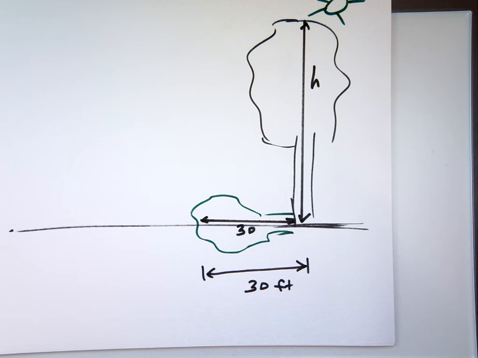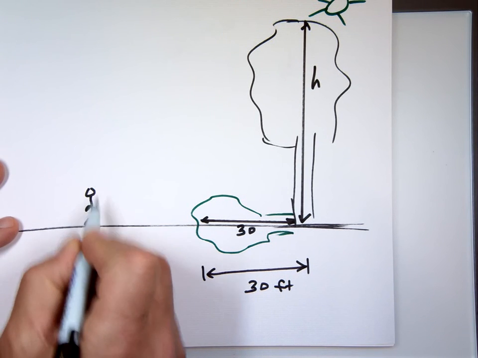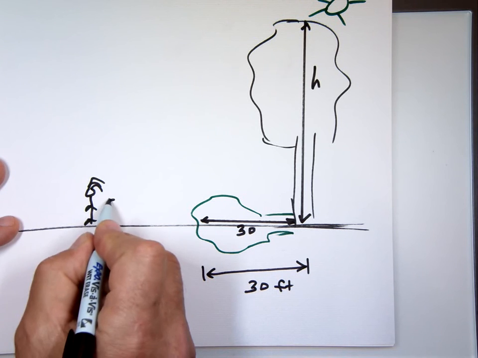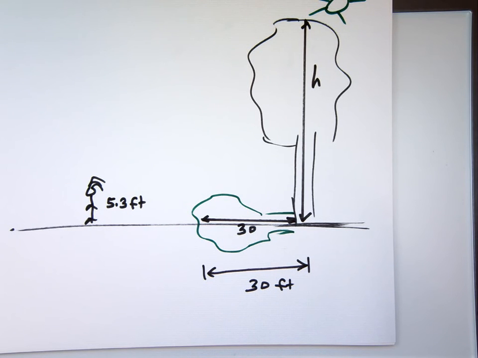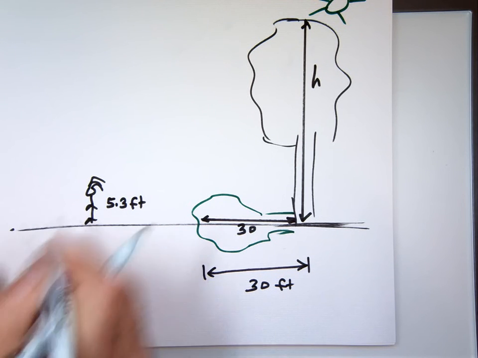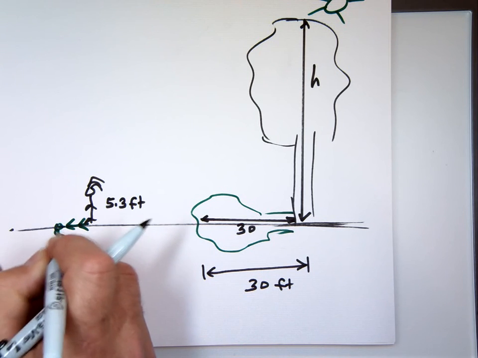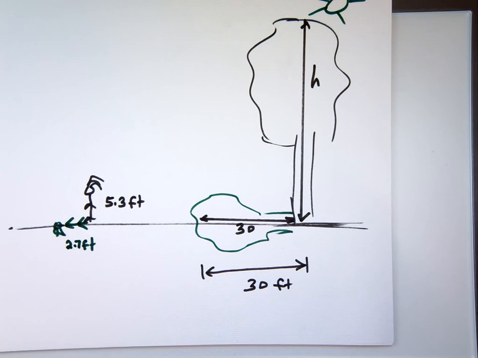As people were walking by, somebody noticed that people also have shadows. So here's Melissa, with the hair there. Melissa is 5.3 feet tall. Melissa has a shadow on the ground of 2.7 feet. See where I'm going with that now?